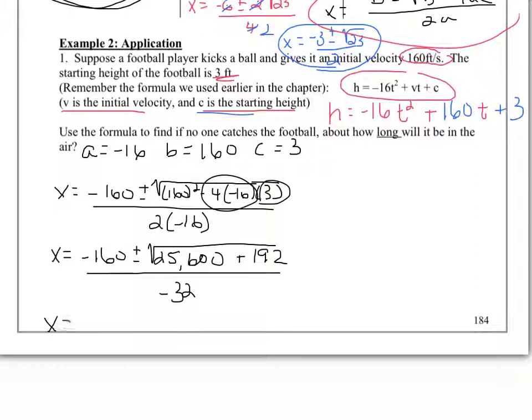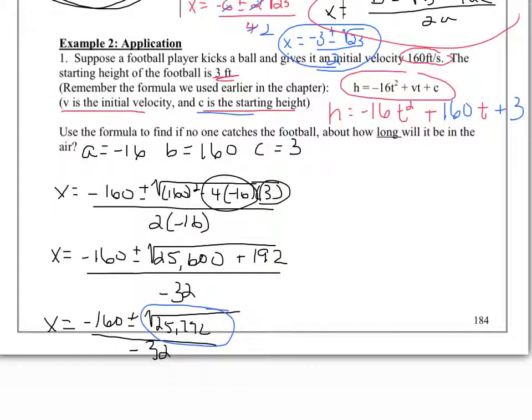I have x is equal to negative 160 plus or minus the square root of 25,792 divided by negative 32. Okay, so in this case we are going to go ahead and take the square root because it doesn't matter if we have a decimal here, we want to know about how long. Okay, so if I take the square root of 25,792, I am going to get 160.6. Okay, so I just did this right here on my calculator.